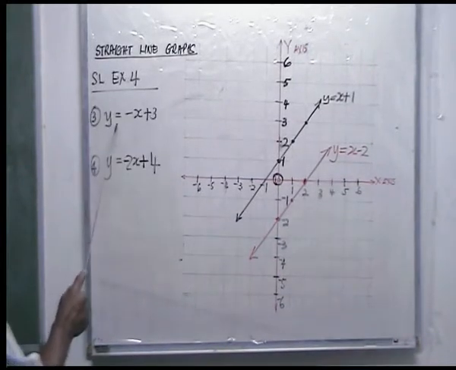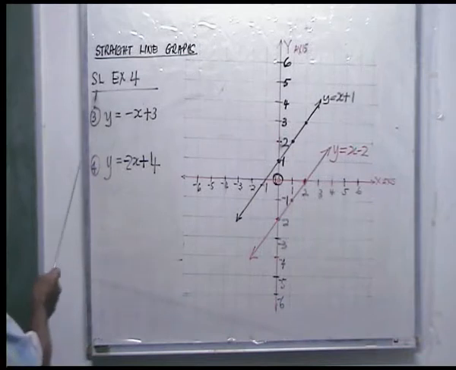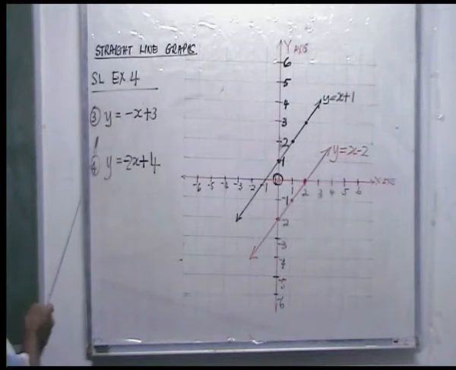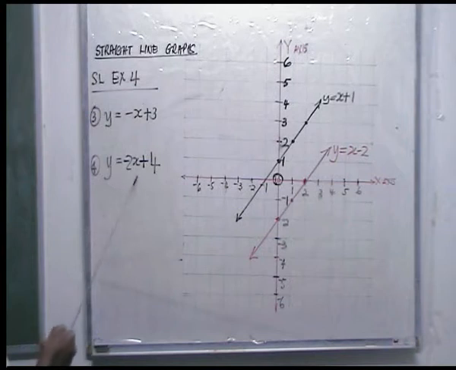Alright, so here are your two more examples. Straight lines, exercise 4, number 3. Y is equal to minus x plus 4. Y is equal to minus 2x plus 4.